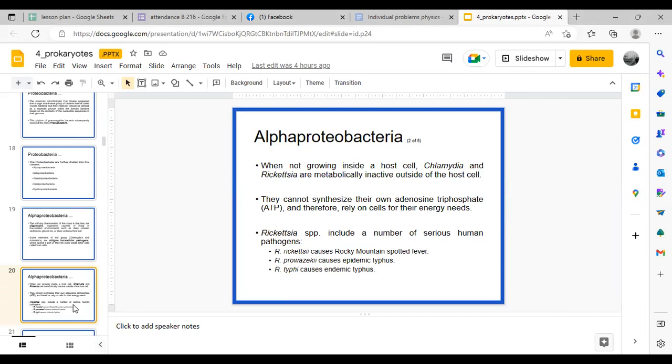So an example is rickettsia. This is the bacteria that causes Rocky Mountain spotted fever. It can also cause typhus. Okay, so remember the diseases that are associated with rickettsia. So again, you have typhus, R. typhi, and you have epidemic typhus, that's R. prowazekii. And then Rocky Mountain spotted fever is caused by R. rickettsii.